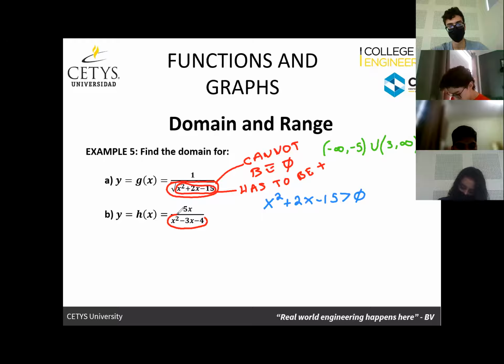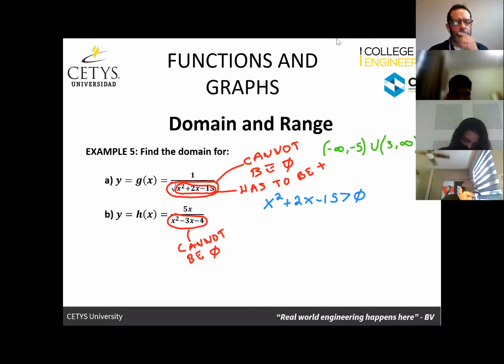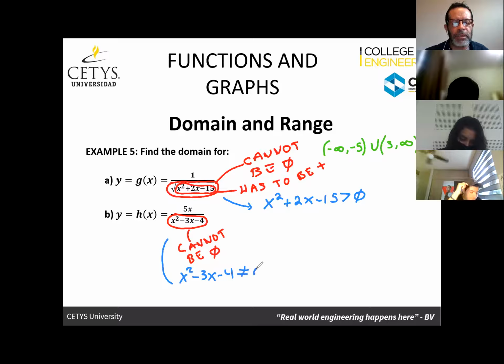This here cannot be 0. How do I find the values that make this 0, Luis? Like the last problem, I think. It was x plus 4 and x minus 1. Perfect, you already factored it. So if we bring this over here, I just want to separate this. So if we factor this, just to be clear, x squared minus 3x minus 4 cannot be 0.